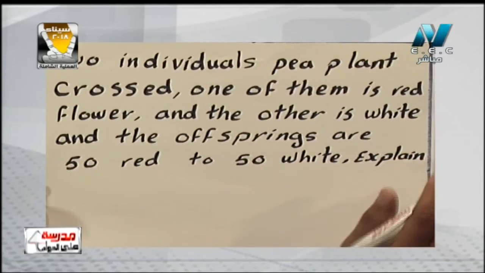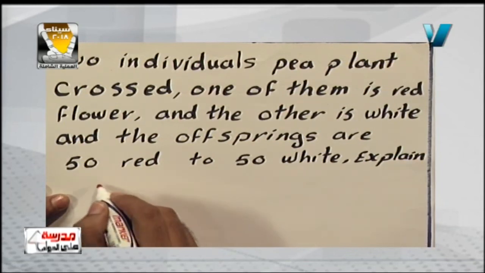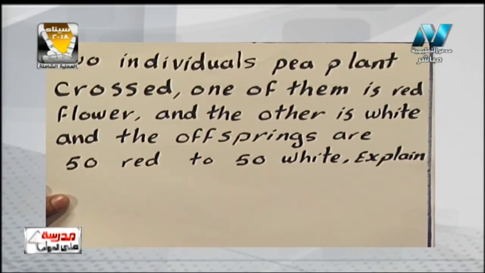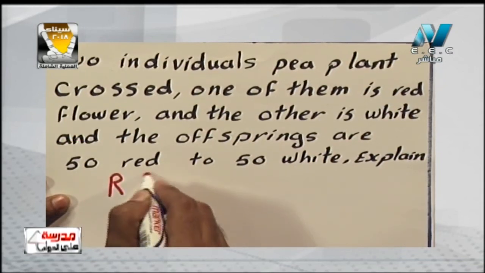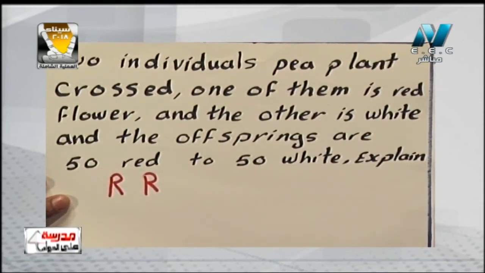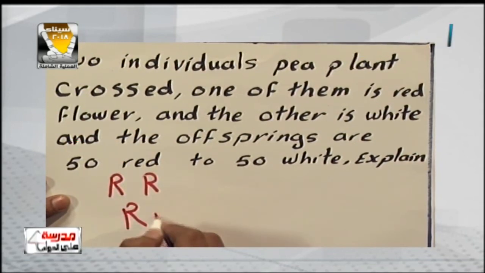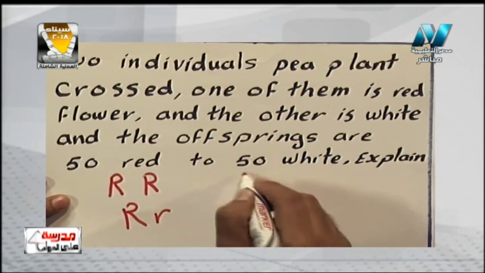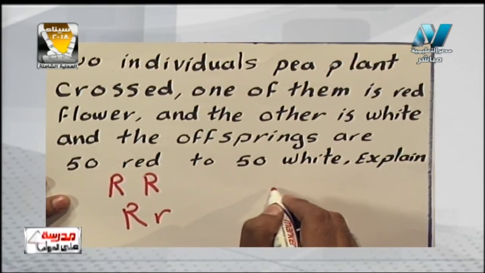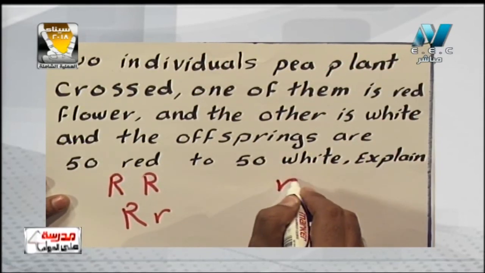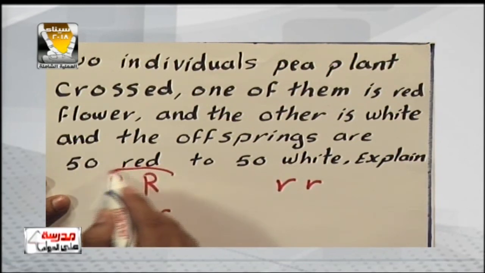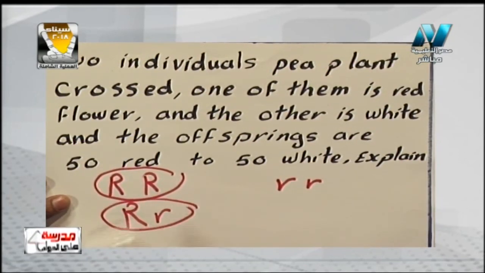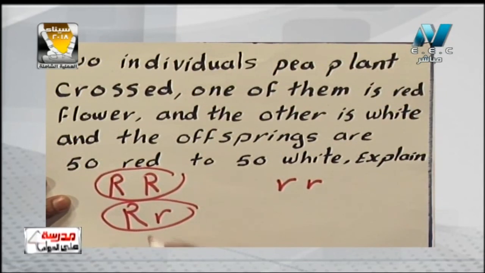As you know, my dear student, for red we have 2 different probabilities: maybe RR, which is pure, and maybe Rr. But for white, we only have one probability, rr. Now he asks me, if the red is RR or Rr, it must be, Mr. Muhammad, the second one, Rr.